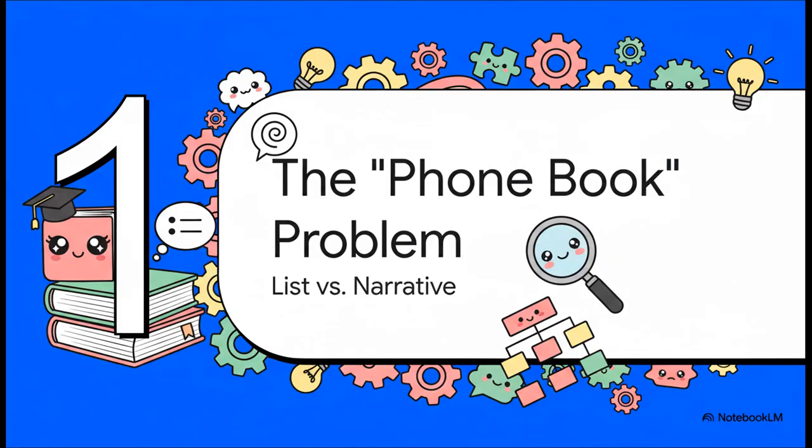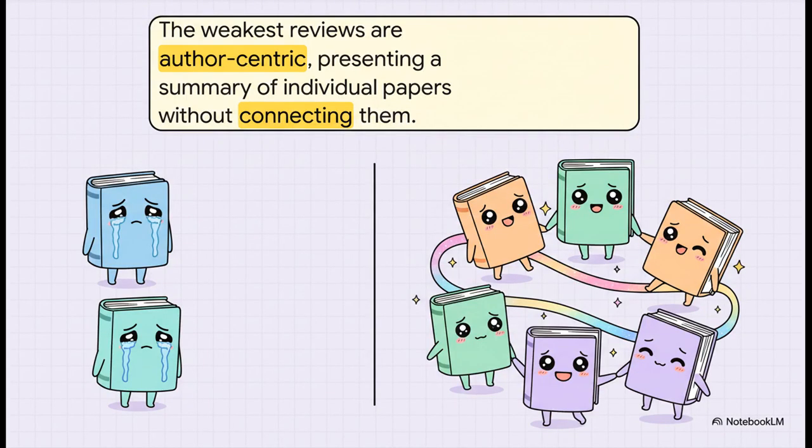So this phone book problem, this is the number one thing we're here to solve. We want to move away from just making a list and start telling a compelling story, a narrative that actually moves the conversation forward. And the root of the problem is right here. It's when a review becomes author-centric. It's like having a bunch of brilliant people in a room, but they're all in separate soundproof booths. You get a summary of what each person said, but you never get the conversation, the debate, the connections between them. It just falls flat.